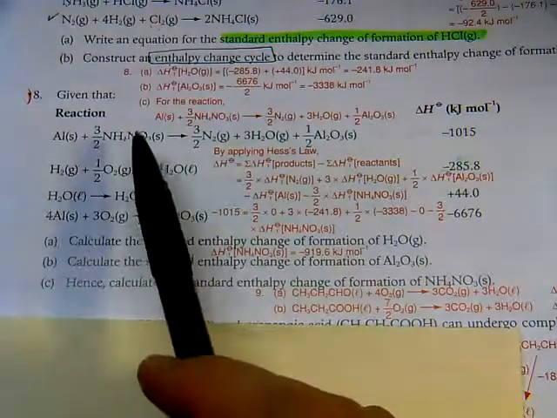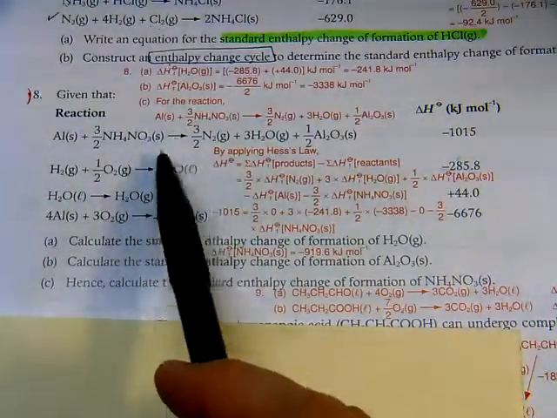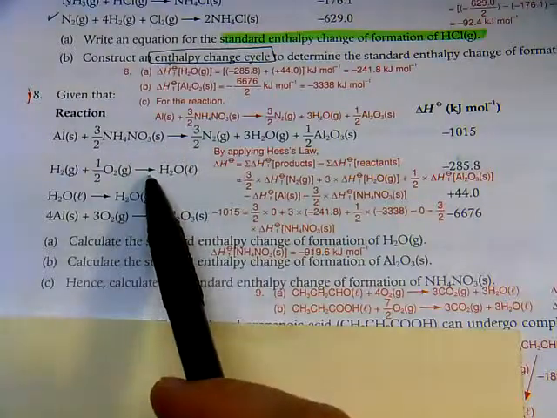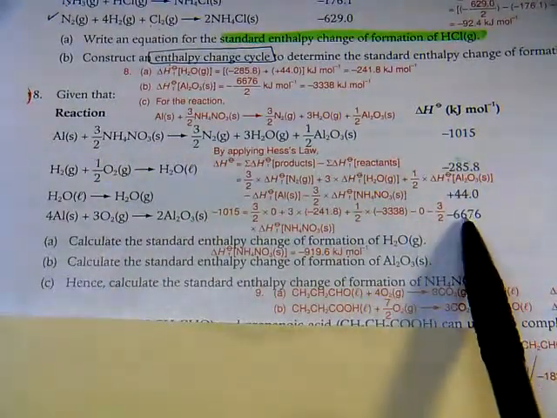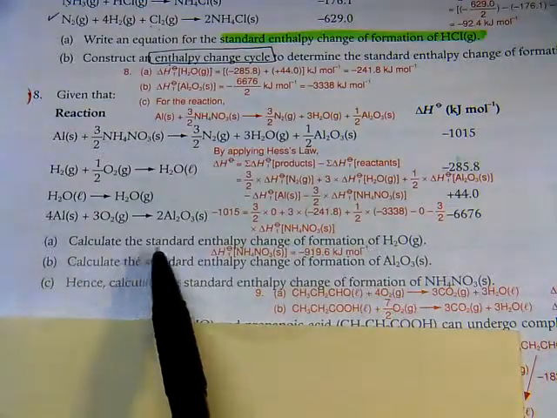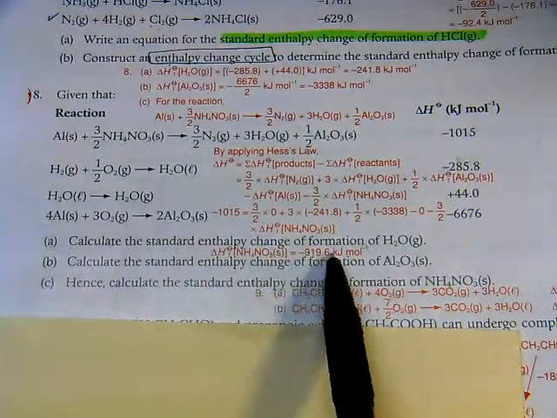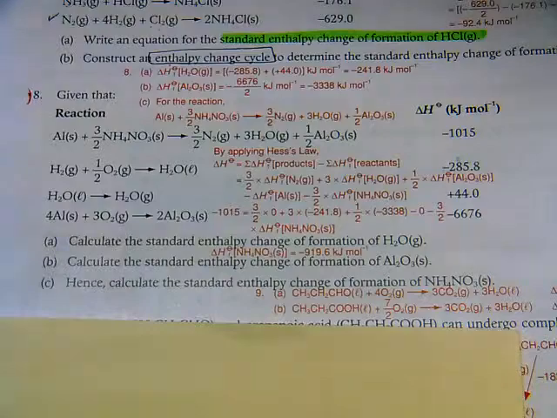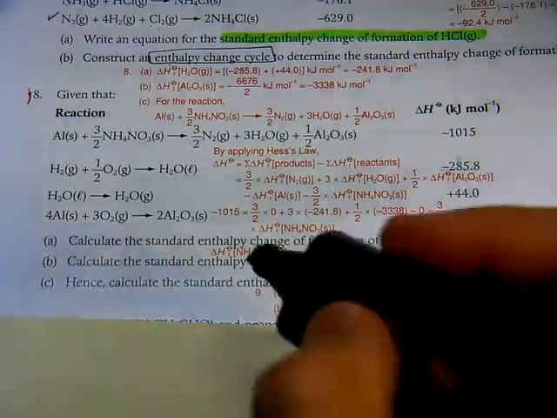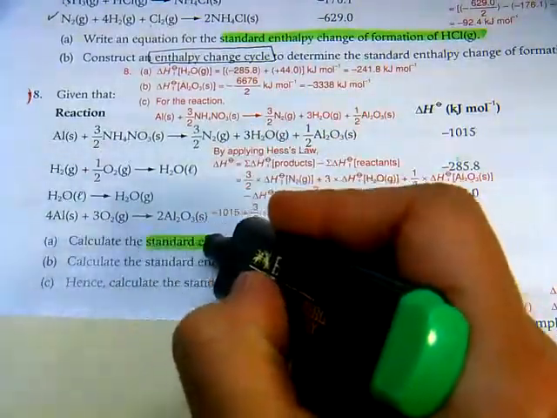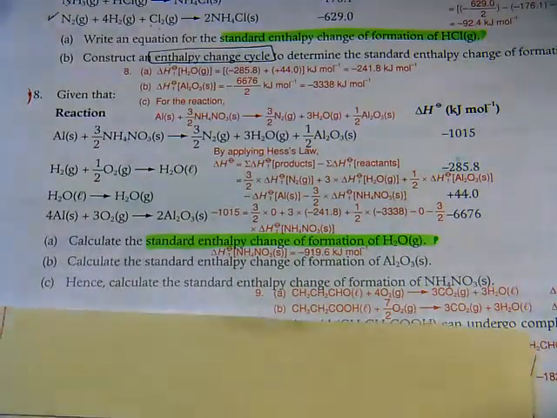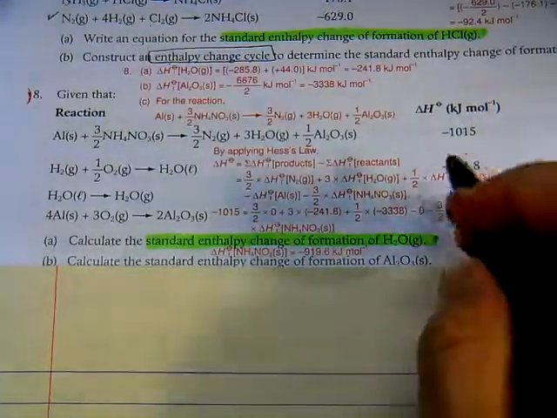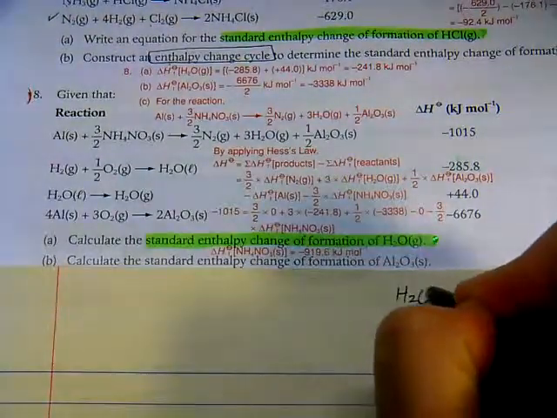Question number 8. Given the first, second, third, and fourth equations with their delta H values, calculate the standard enthalpy change of formation of H2O gas. The first point you must be able to do is write down the equation for this term. What is the meaning of standard enthalpy change of formation of H2O gas?